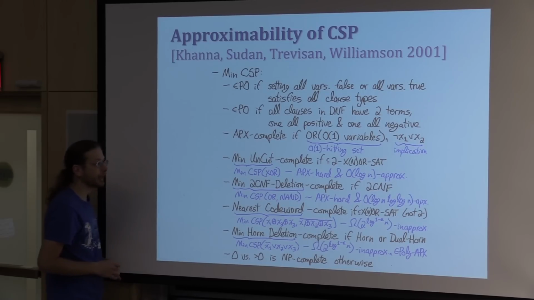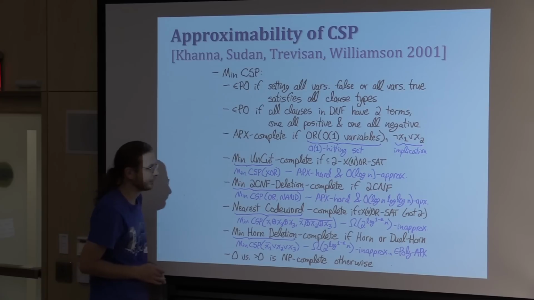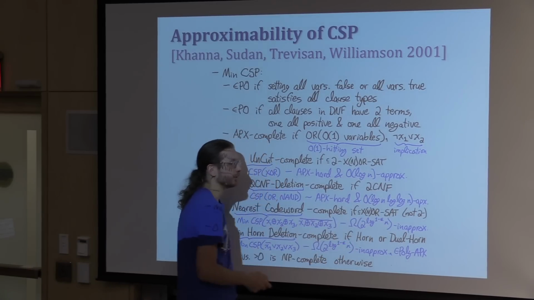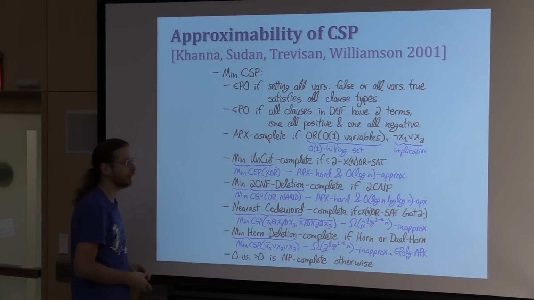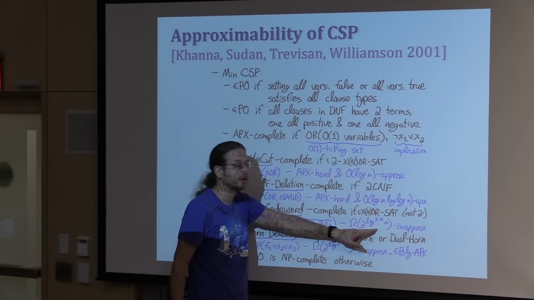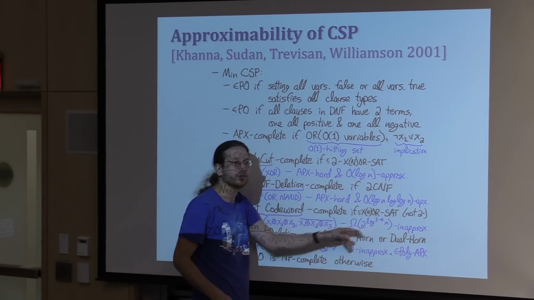I don't think poly-APX hardness is known. The current best lower bound is this 2 to the log to the 1 minus epsilon, which we saw in the table of various inapproximability results last time. So this is a little bit smaller than n to the epsilon, but it's kind of close-ish.